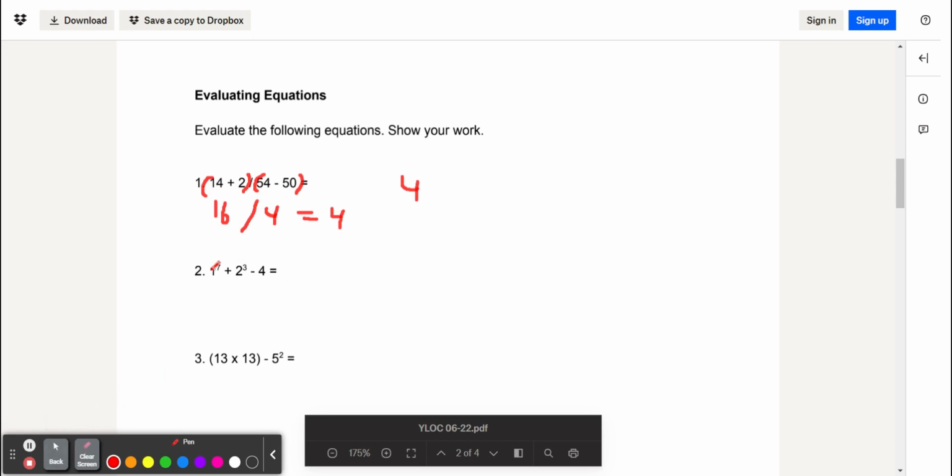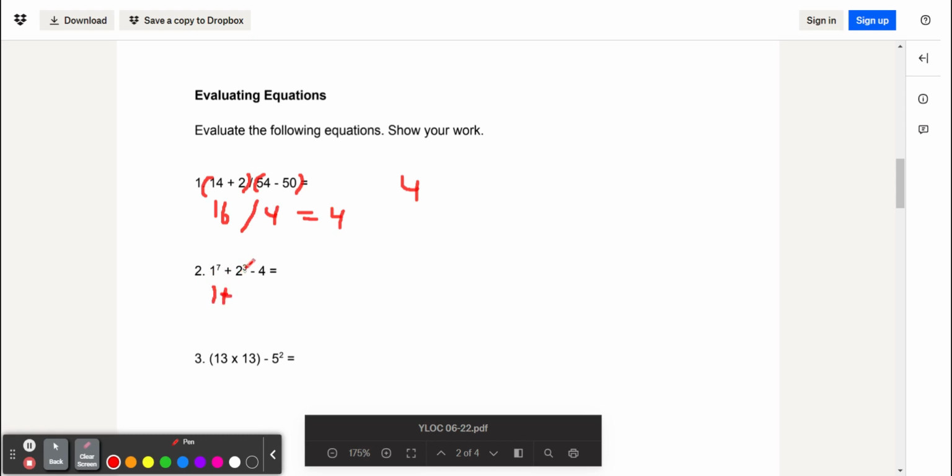For our next question, we have 1 to the power of 7 plus 2 to the power of 3 minus 4. 1 to the power of 7 is 1 times 1 times 1 times 1, on and on, 7 times. Since when you multiply anything by 1, it's the same number, when we multiply 1 by 1 by 1 again and again, we will still end up with 1.